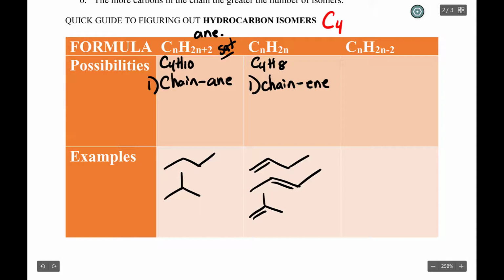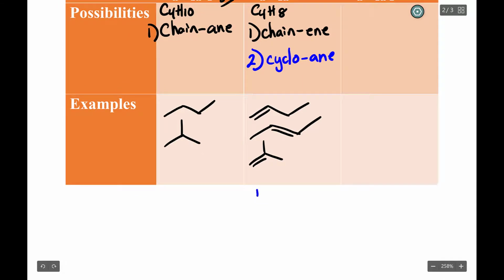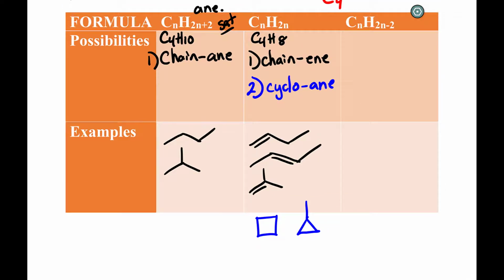I could also have a cycloalkane. Okay, so I could have something like cyclobutane or methylcyclopropane. So I've color coded it for you there, but you can see already just by removing 2 hydrogens from the formula, the amount of examples I can make has escalated. It's more than doubled. Okay, and so that's what happens. It's almost exponential. The more hydrogens that are removed from our generic formula, we get almost an exponential growth of what we can make with it.